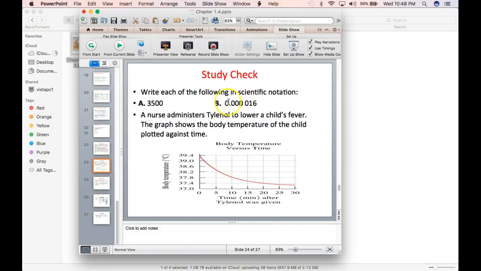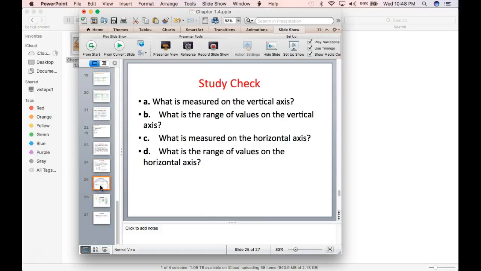Okay, all right, write each of the following in scientific notation. I'm sure you can do that. This will be 3.5 times 10 power 3. This would be 1.6 times 10 power negative 5. Okay, a nurse administers Tylenol. The graph shows that the body temperature is decreasing, so body temperature on the y-axis and the time on the x-axis. Okay, and I'm sure you can answer those questions, and that will be the end of this video.